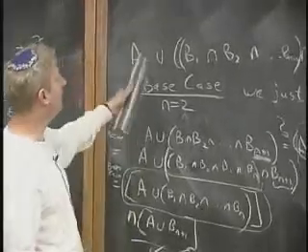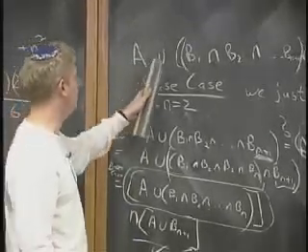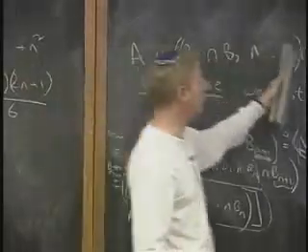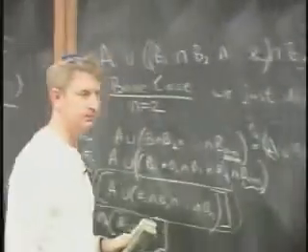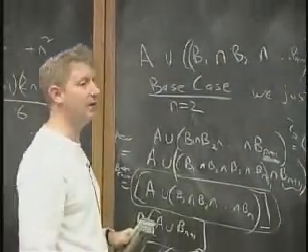You can't prove it. There's no assumption that says that A union B1, B2, B3 can be distributed out over all the pieces. No, but you could assume, based on the base case, that you could do it over 2. Right. You can do it over 2 pieces.